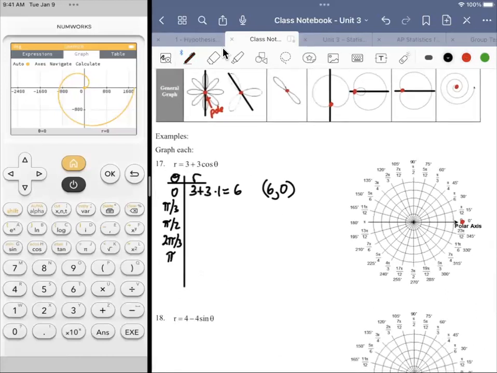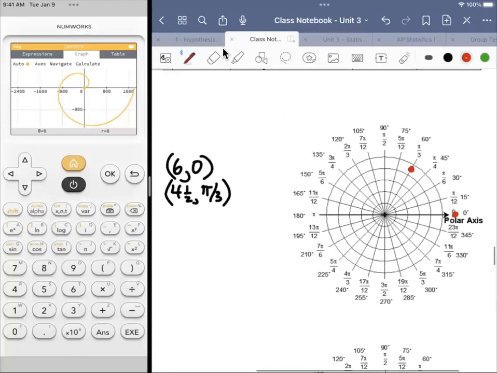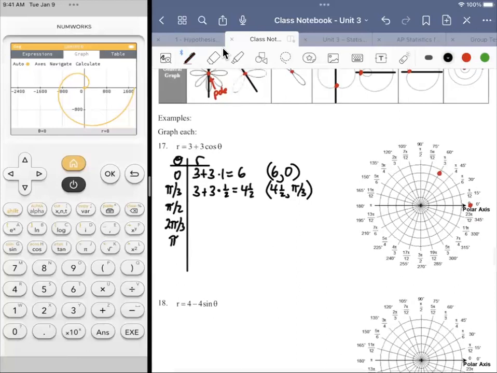Pi over 3. So 3 plus 3 times a half. So 3 plus 1.5 is 4.5. So 4.5 comma pi over 3. All right, so in the direction of pi over 3, we're taking 4.5 steps. So a lot of estimation here. That puts me about right there. Pi over 2. So 3 plus 3 times cosine of pi over 2, which is 0. So that gives me 3 steps in the direction of pi over 2.